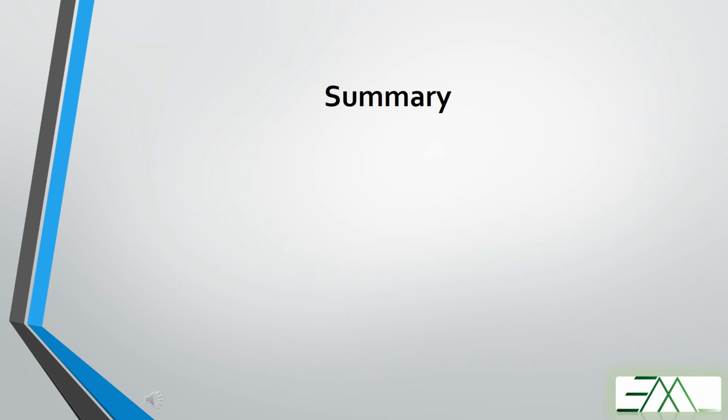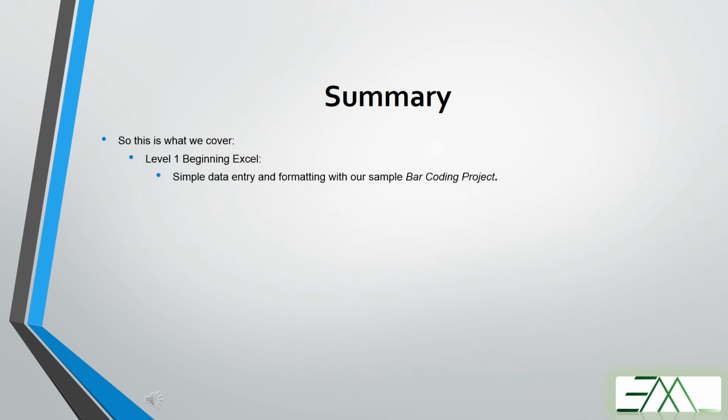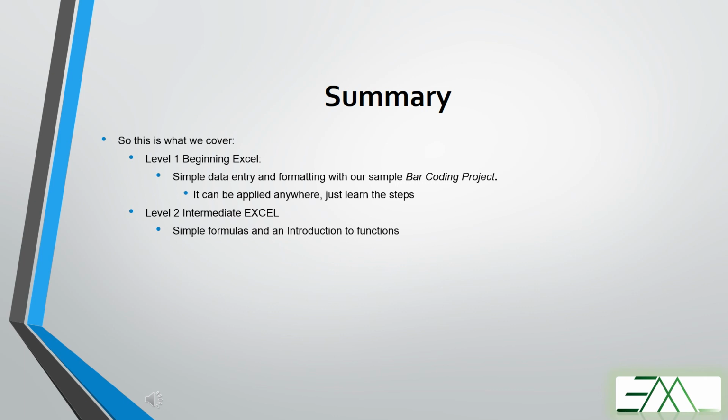So just a brief summary. This is what we cover. Level 1, beginning Excel. They'll give you general familiarization with the menu and the ribbons. Simple data entry and formatting with our sample barcoding project. And it can be applied anywhere, just learn the steps. Now level 2 is intermediate Excel. And we're starting to unleash the power of Excel. Simple formulas and an introduction to functions.